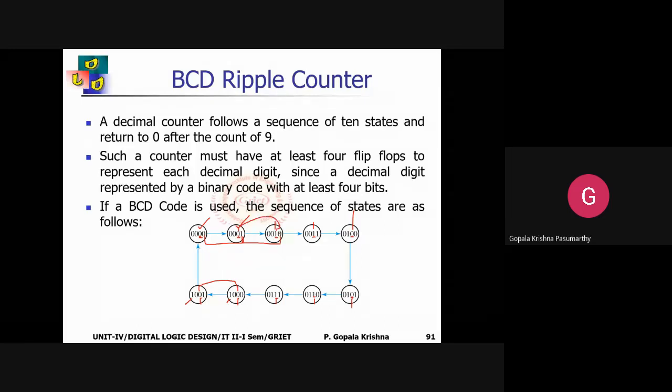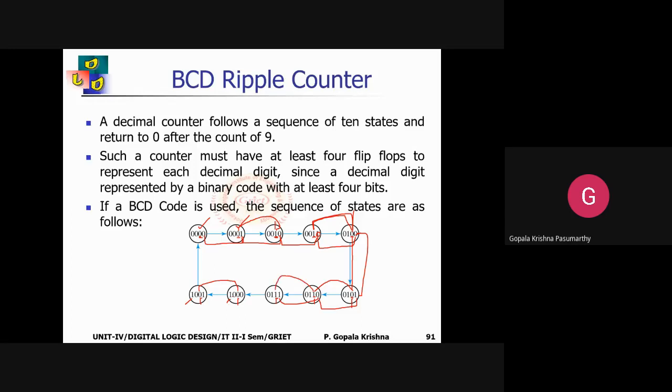See, when Q1 goes from 1 to 0, Q2 complements. So there it is 0, 1. See, again Q1 goes from 0 to 1, so Q2 remains 1 only. See, when Q1 goes from 1 to 0, Q2 complements, 1 becomes 0. Again you see 0, 1, no change because 0, 0. When Q1 goes from 0 to 1, there is no change. But here, when Q1 goes from 1 to 0, Q2 complements, 0 becomes 1. Again it's going from 0 to 1, so Q2 remains 1 only.